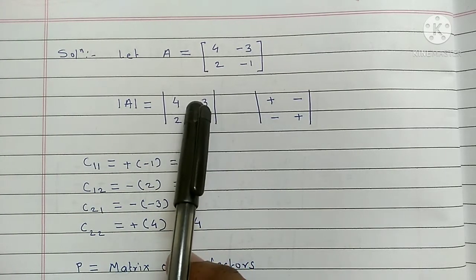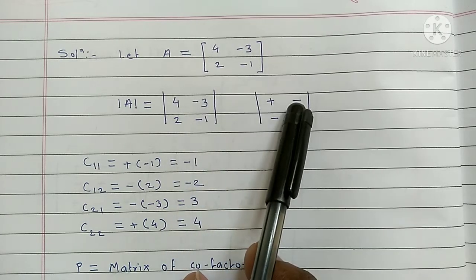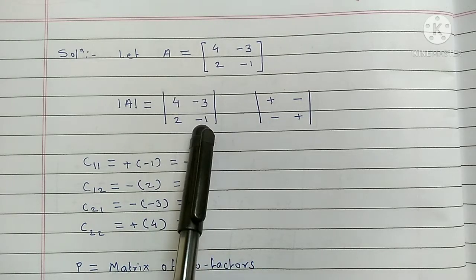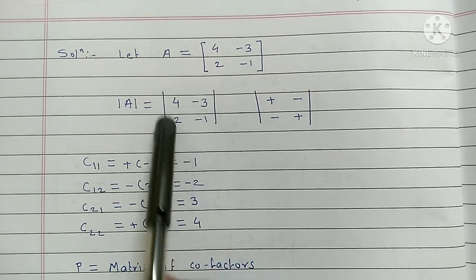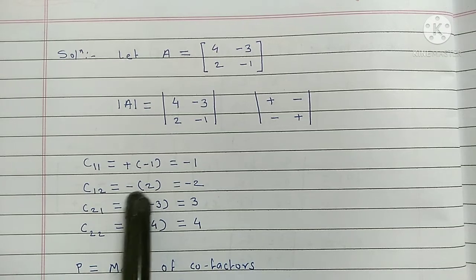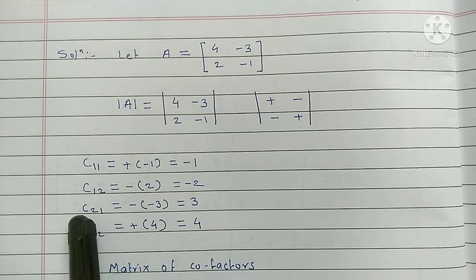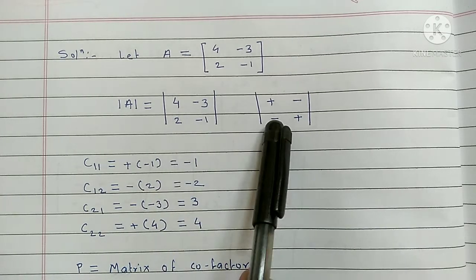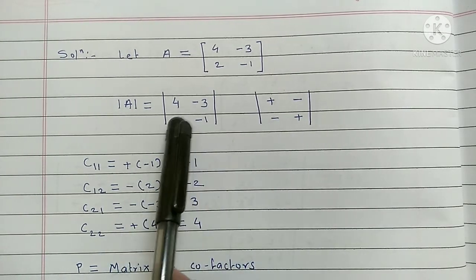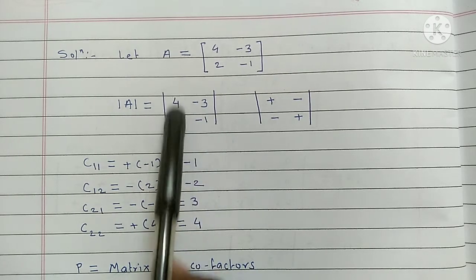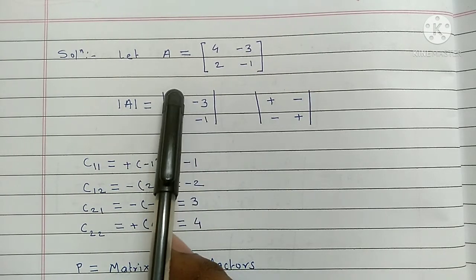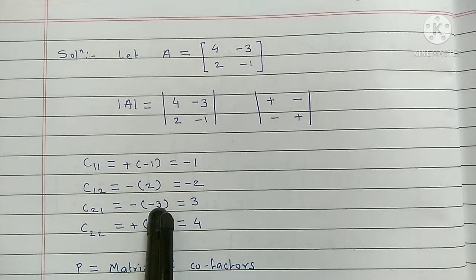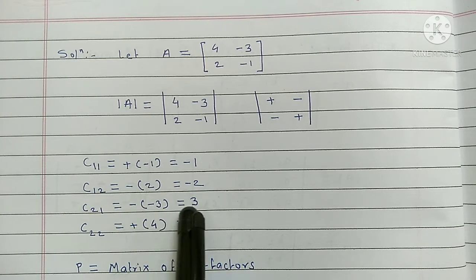Then we will find C12, means this element, minus 3. Now corresponding sign is minus. So minus, and minus 3 is in first row, second column. So delete first row and second column. So it is 2. So minus 2. Then C21. So this element corresponding sign is minus. So minus, and it is in second row, first column. So delete second row and first column. So it is minus 3. So minus minus 3 is plus 3.